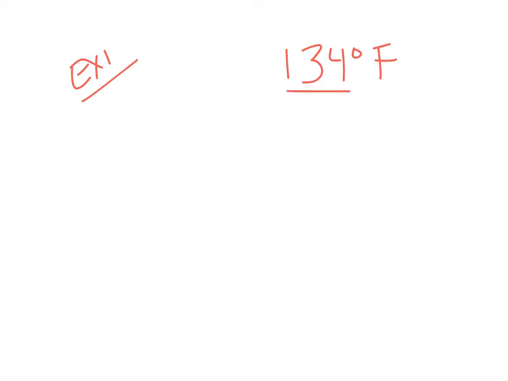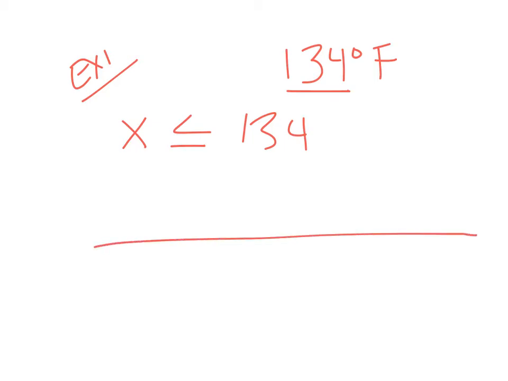If this was the highest, then what kind of sign am I going to put in here? That it's everything below it, right? So I'm going to say X is everything less than or equal to 134. And then when I graph that, I just draw a number line. Put 0, put 134 way over here. Now, is it going to be an open circle or a closed circle? Closed, because it's less than or equal to. So I'm going to close this circle.